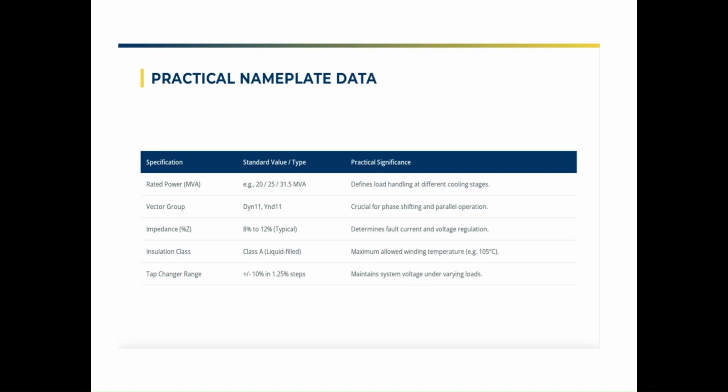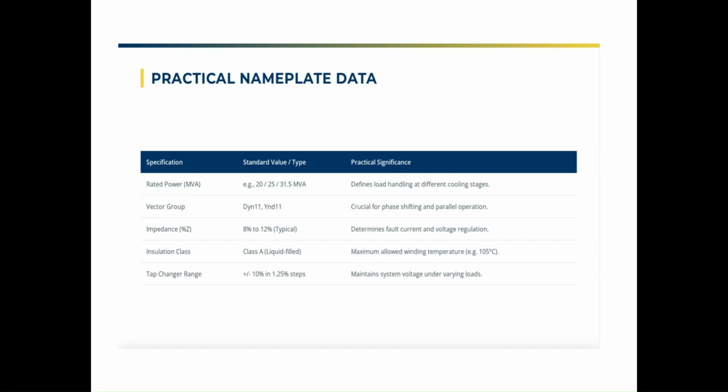So primarily, I'll say just these five things, that power, rated power. Based on that, we can calculate what is the load handling capacity at different cooling stages. For example, 31.5 MVA. That means based on our power factor, what will be the active power that can be transferred from the primary to secondary, and at what percentage we should operate the transformer based on the cooling strategy we are maintaining.